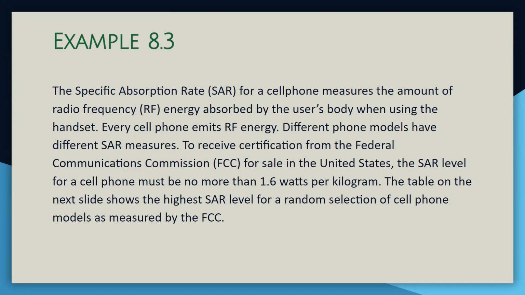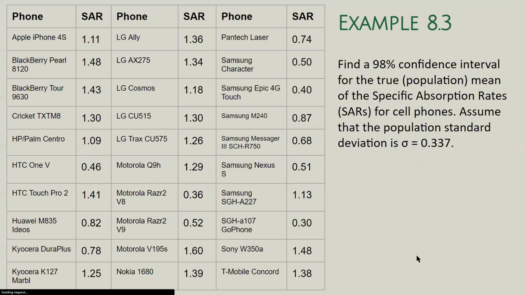The table on the next slide shows the highest SAR level for a random selection of cell phone models as measured by the FCC. Find the 98% confidence interval for the true mean of the SAR rates for cell phones. Assume that the population standard deviation is 0.337.